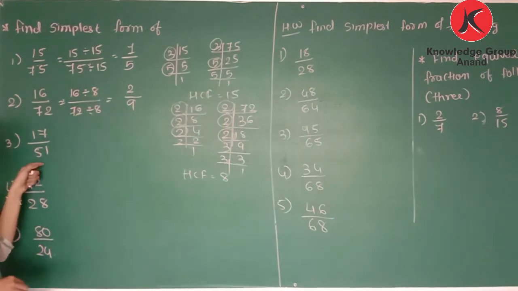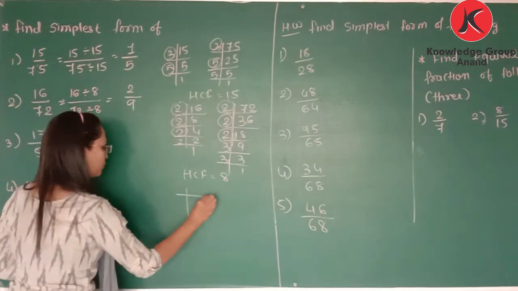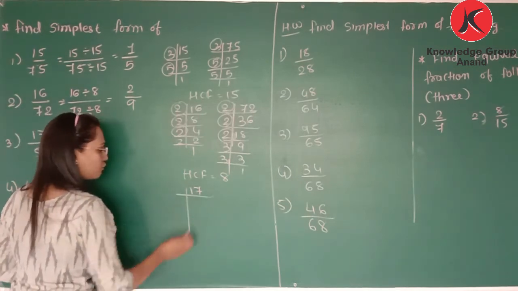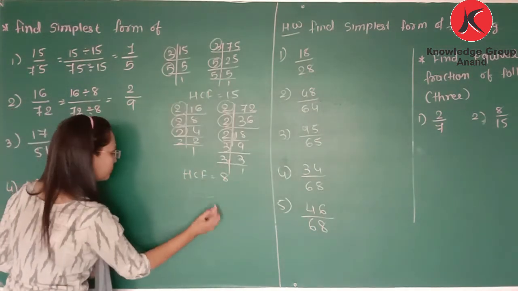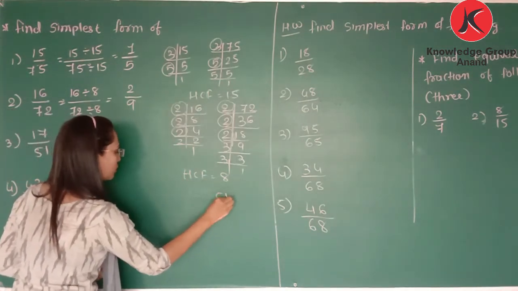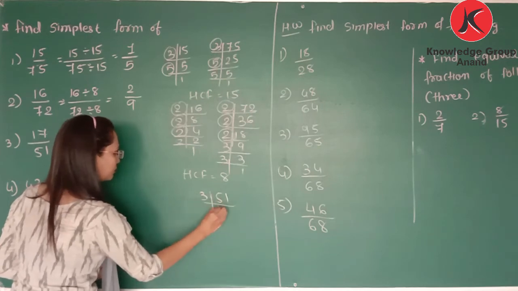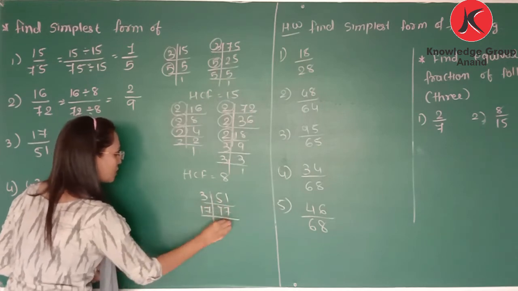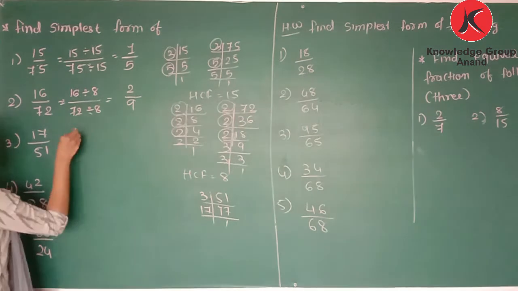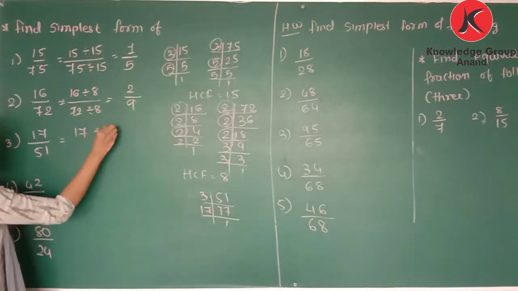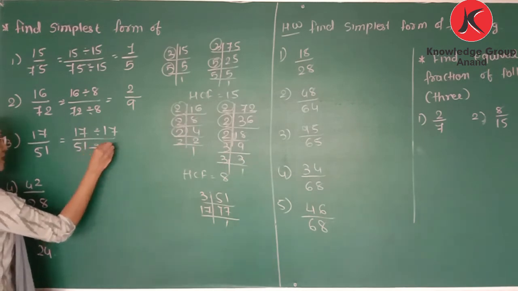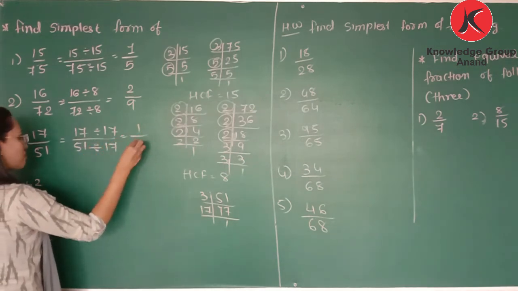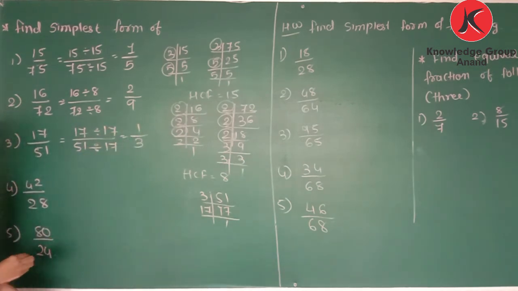Same for 17 by 51. So if you find the HCF, 17 factor is 17 is a prime number and 51. So here common factor is 17. So 17 is divided by 17. Common factor is 17 and 51 is divided by 17. So 1 by 3. Okay.